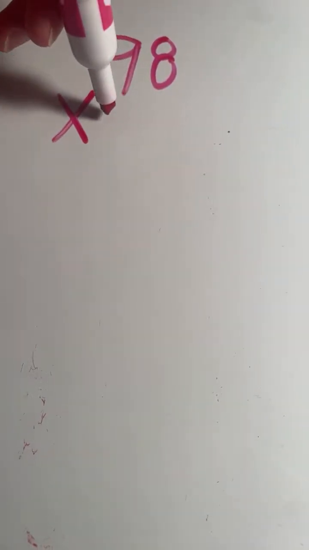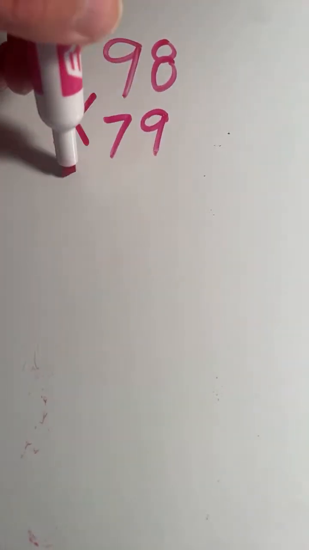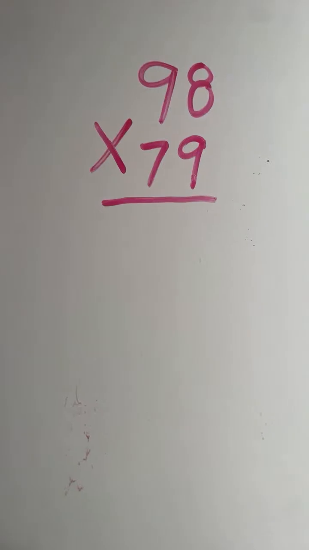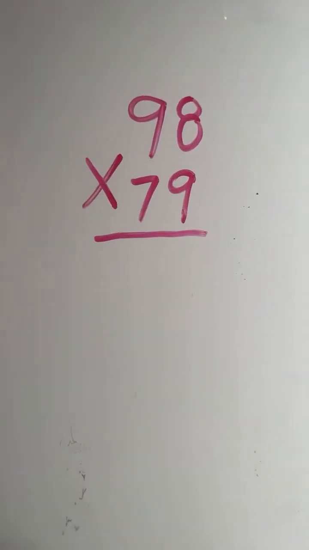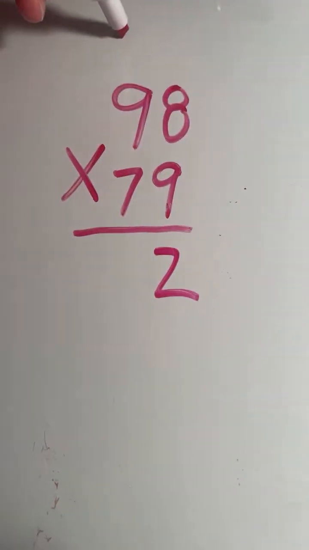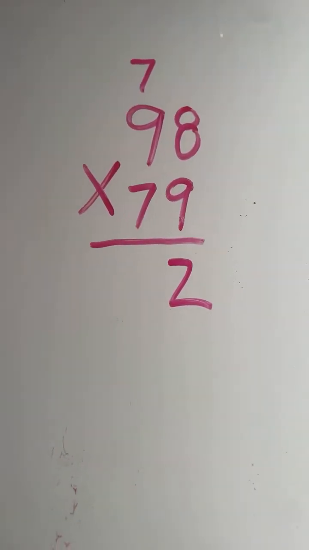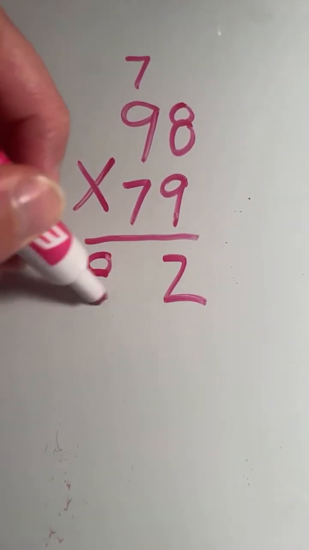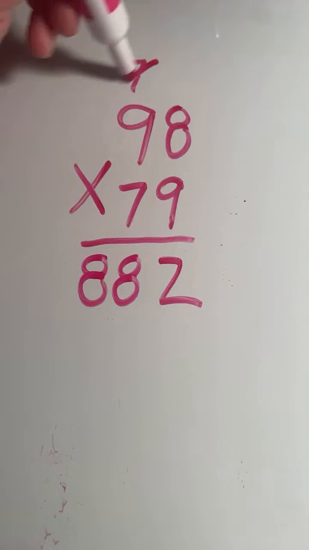All right, next example problem. 98 times 79 is our next example problem. So we start in the ones place. We always start in the ones place. 8 times 9 is 72. 2, carry the 7. 9 times 9 is 81. Plus 7 is 88.